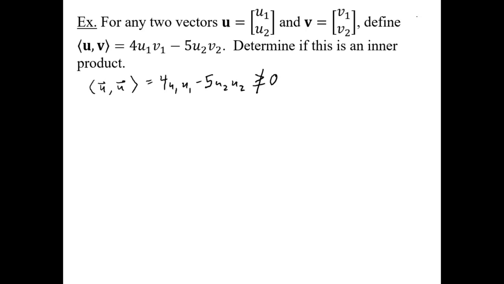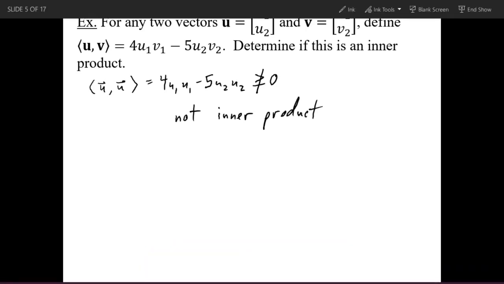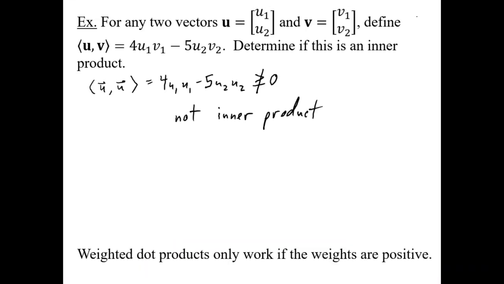Real simple example: if u2 was 1 and u1 was 0, negative number. So the fourth property of an inner product fails. So this is not an inner product. And so what we're finding in this case is that the weighted dot products only work if the weights are positive. Because if one of them is negative, then again, that last property might fail.